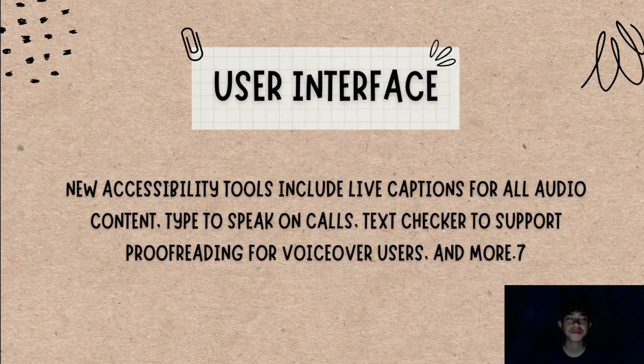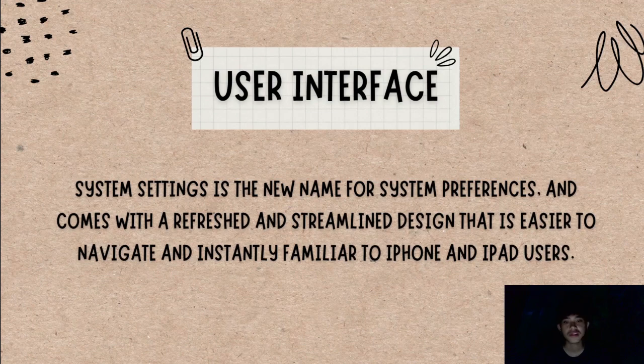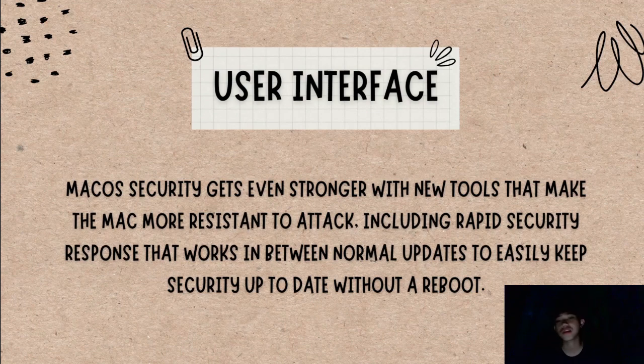And then in the new accessibility tool, they added live captions. If you're watching a certain video and you're finding it hard to make out a certain word in the audio, you use live captions in order to know what word he or she was saying, or how to translate it instantly. And then moving forward, system settings will change the system preferences. It's been newly designed. And lastly, macOS security gets even stronger with new tools, because they added more features in order for macOS users to have no problem when it comes to viruses that come into their system. That's all. Thank you.